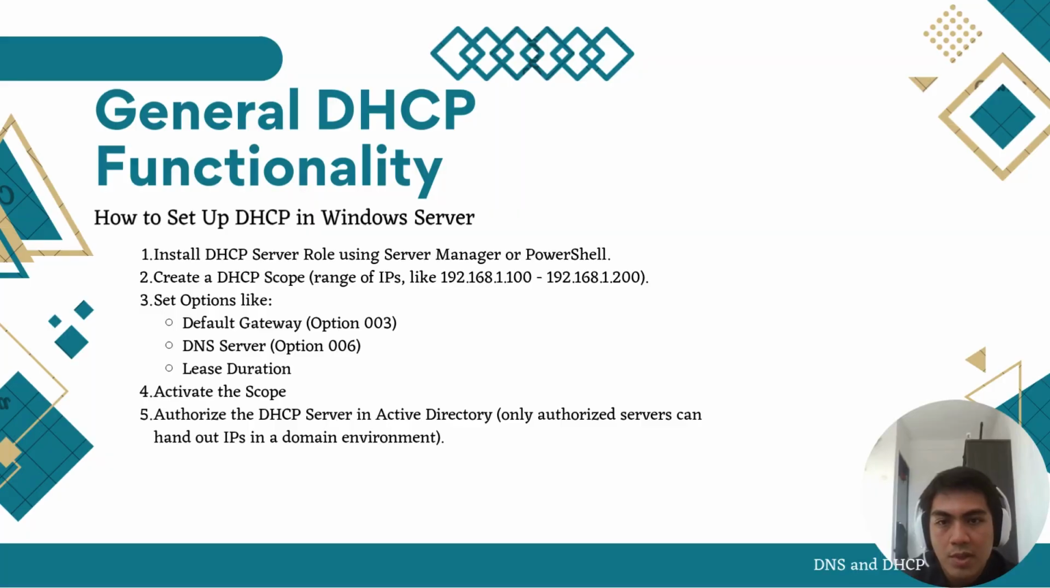Next, how to set up DHCP in Windows Server. First, install the DHCP server role using Server Manager or PowerShell. Second, create a DHCP scope, a range of IPs like 192.168.1.100 to 192.168.1.200. Third, set options like default gateway, DNS server, lease duration. Fourth, activate the scope. Fifth, authorize the DHCP server in Active Directory. Only authorized servers can hand out IPs in a domain environment.